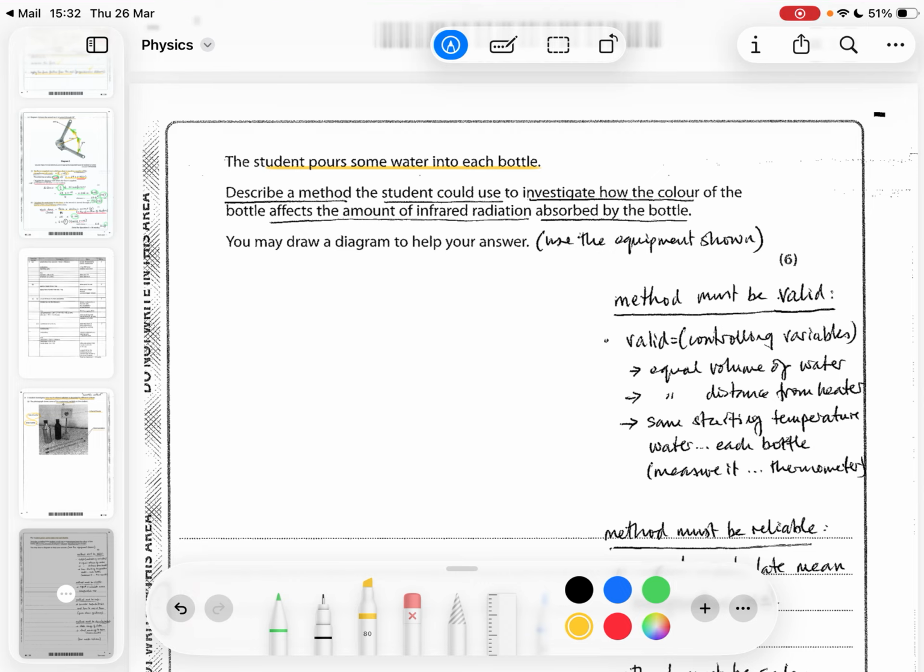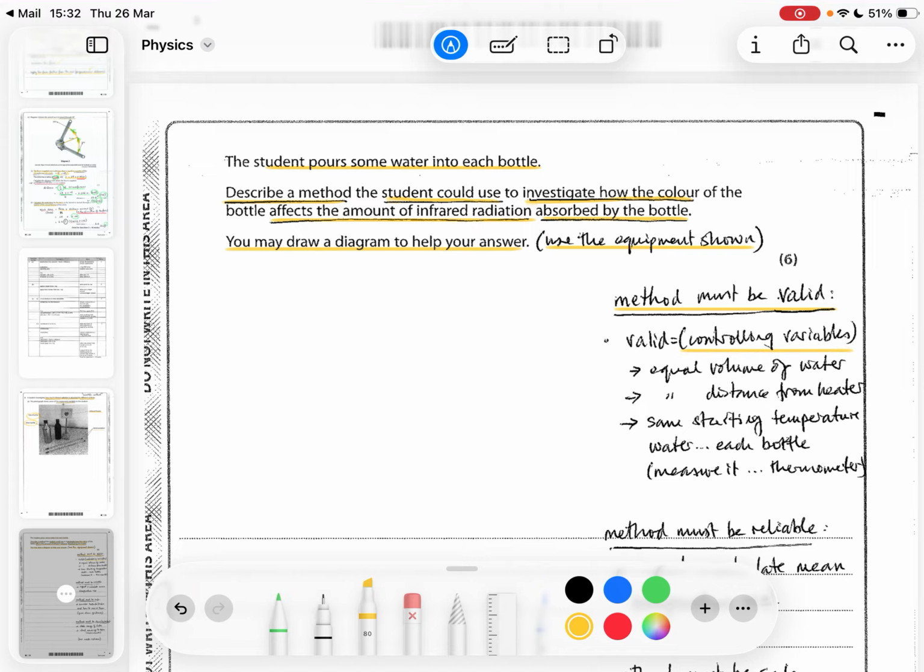to make it valid. Describe a method the student could use to investigate how the color of the bottle affects the amount of infrared radiation absorbed by each bottle. You may draw a diagram to help your answer. So use the equipment shown in your diagram. For example, you want to make sure your method is valid. So in your diagram, you should make sure that you're controlling certain variables to make it valid.